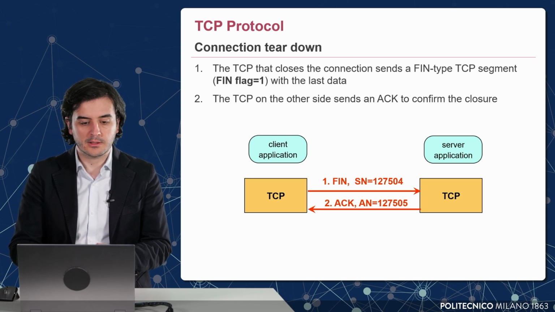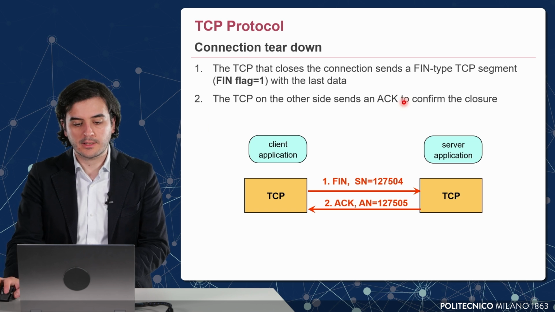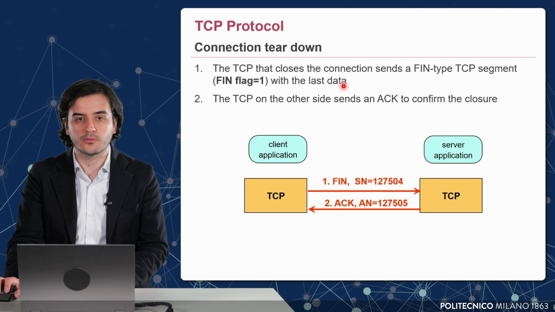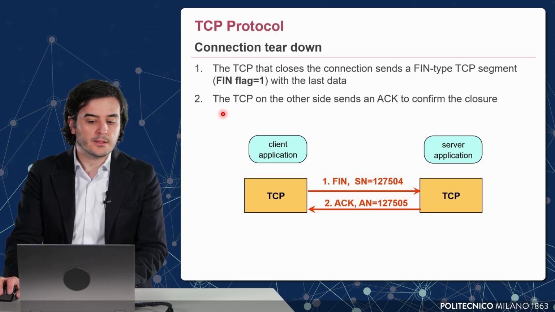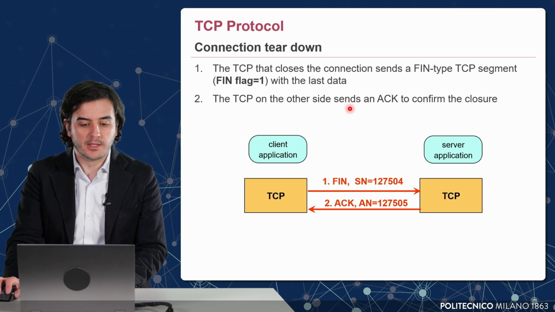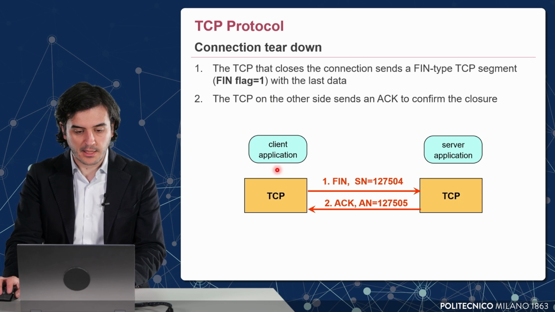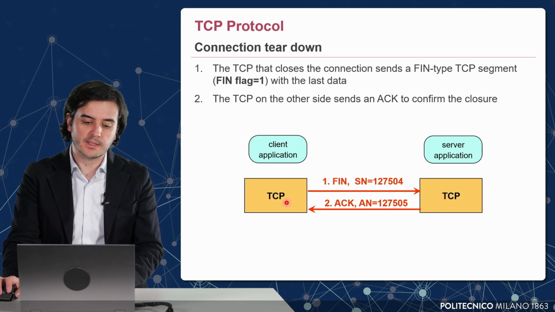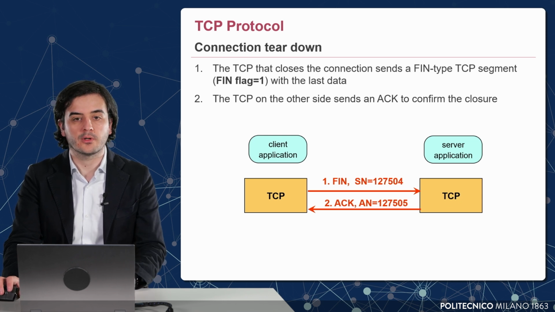What happens is that the TCP that wants to close the connection will send a type of segment which has the FIN flag set equal to 1 with the last data that it sends. And in this case, the TCP on the other side will send an acknowledgement to confirm the closure. Here we see that the client has sent a message saying that it wants to terminate the connection, and the server will send an acknowledgement to say that it has acknowledged and confirms your request to close the connection.